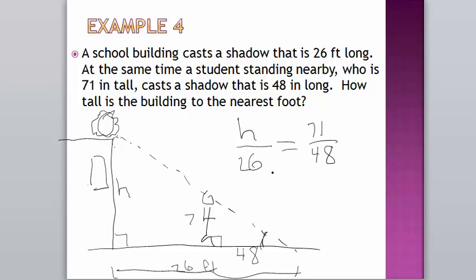So after cross multiplying, I can solve for h. I get h equals 26 times 71 is 1,846 divided by 48. I get 38.5 feet. Or another way to say that is roughly 38 feet 6 inches.